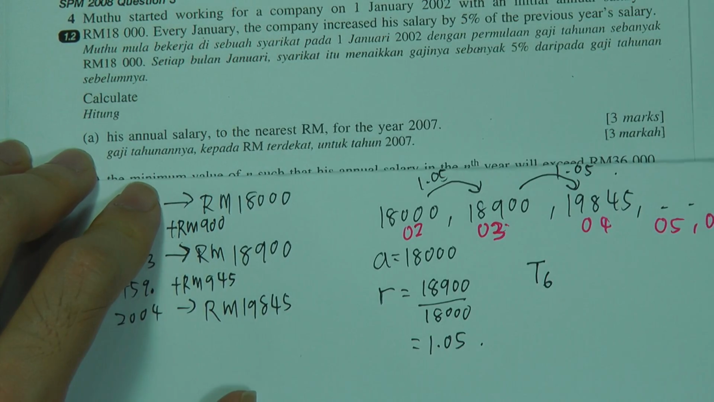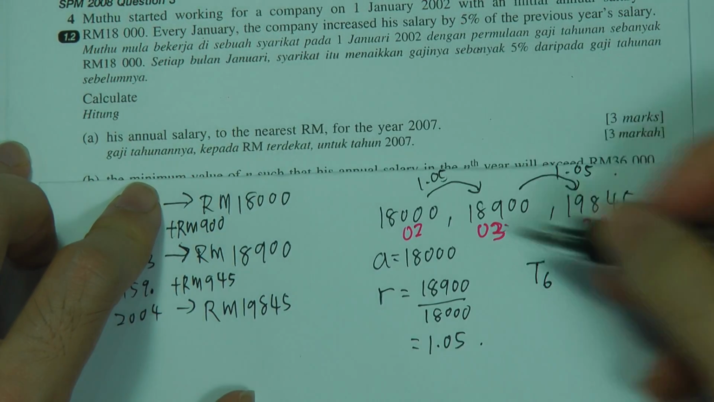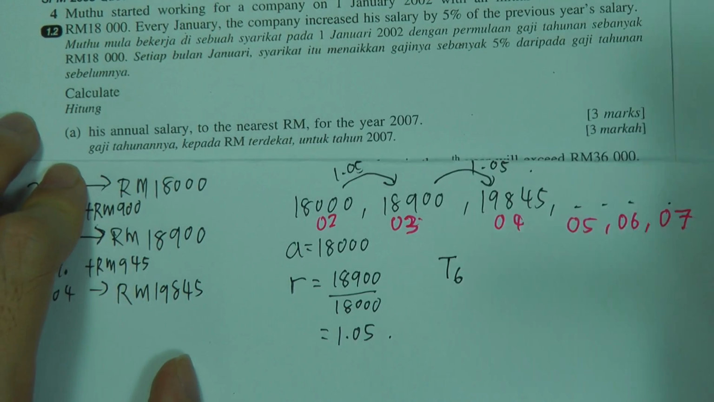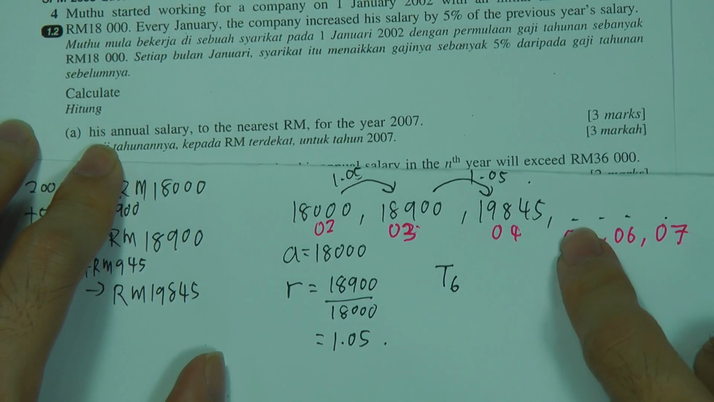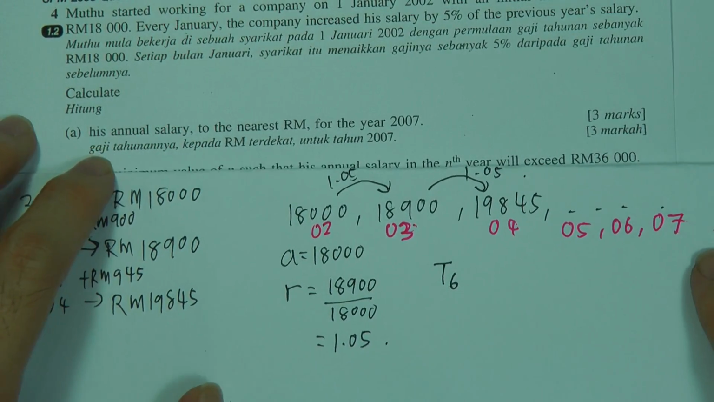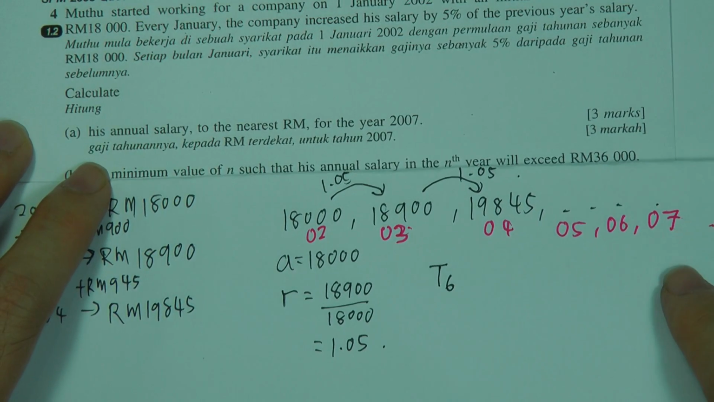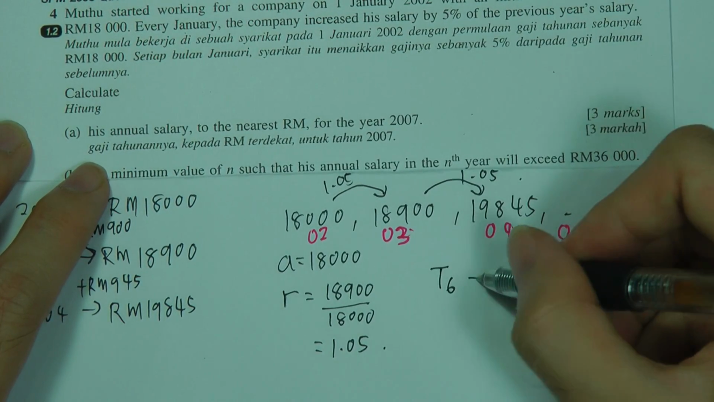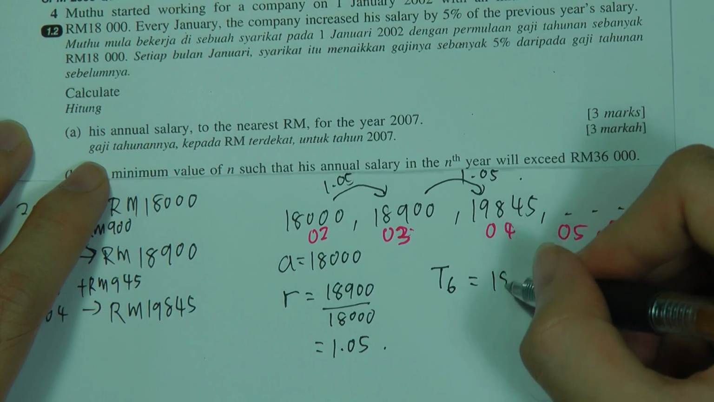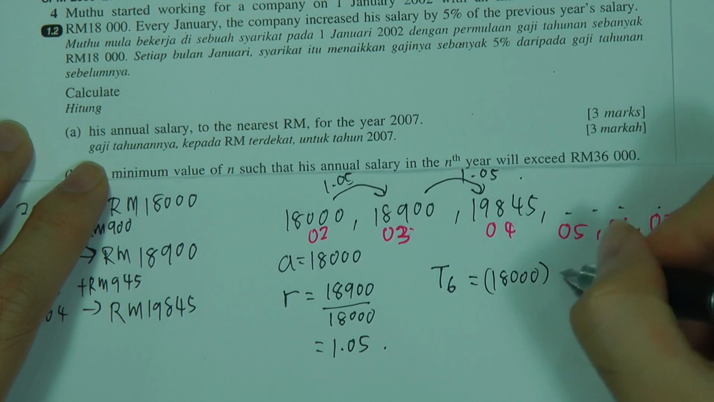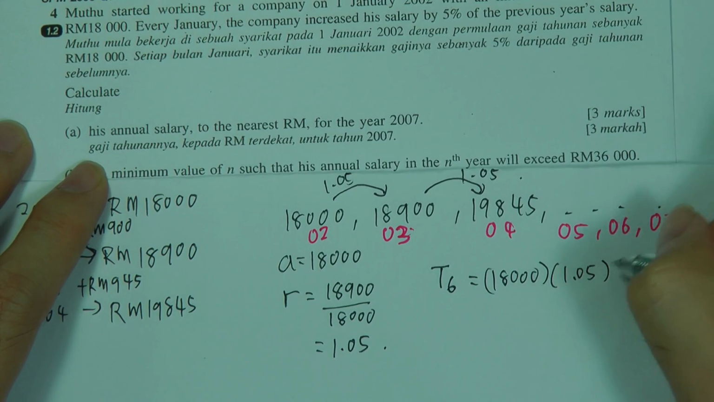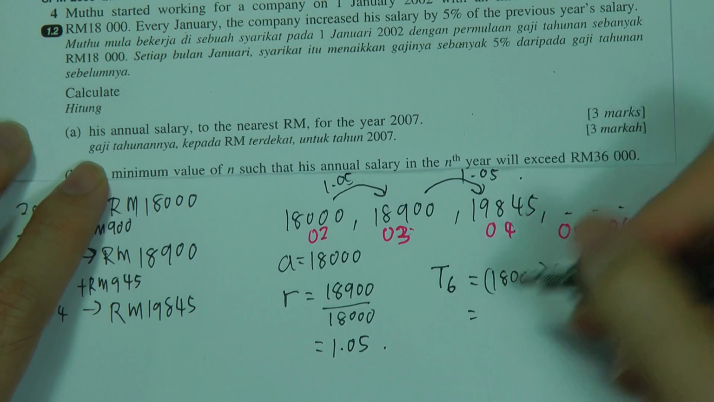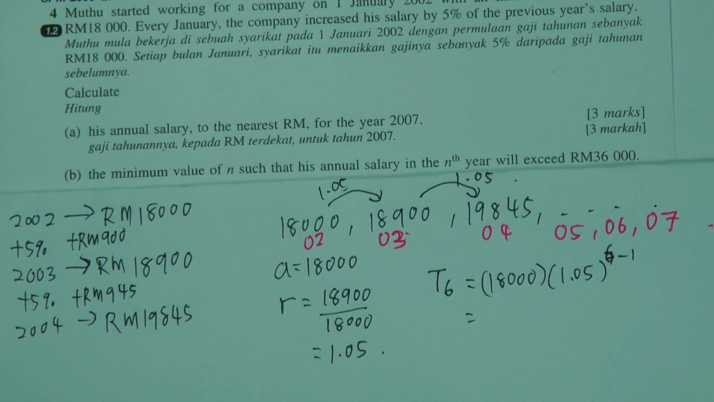So for year 2007, actually it's the sixth term in the geometric progression. You just calculate first, second, third, fourth, fifth, and sixth. So if this is the sixth term, you just apply the formula, ar^(n-1). ar is 1.05, n minus 1 is 6 minus 1, so it's 5. So just 18,000 multiply 1.05 power of 5.